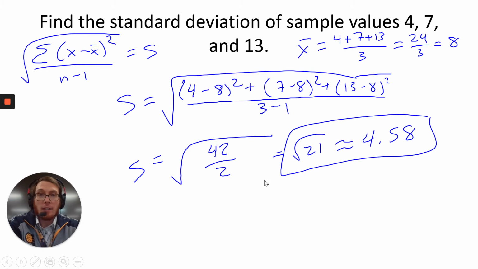I divide this all out. This one works really nicely because of the way the numbers were set up. And I get root 21, which is around 4.5, 4.6. That number's not going to mean a whole lot to you necessarily, but as time moves on, we'll be using the standard deviation to help find answers for different situations.